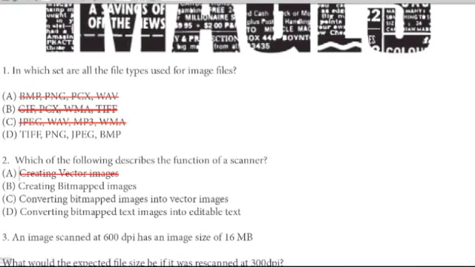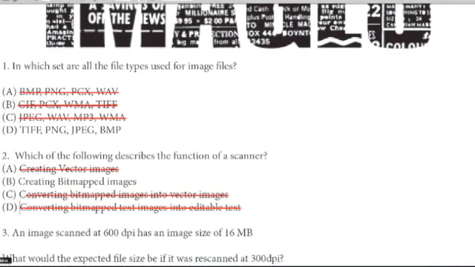So we've got here converting bitmapped images into vector images. Well, it definitely doesn't do that, so let's delete that. Converting bitmapped text images into editable text. So you can have OCR, optical character recognition, and that will convert bitmapped text images into editable text. But in terms of the function of a scanner, the function is not to turn stuff into editable text. That's an added feature. So I would say that the function here would be B, creating bitmapped images. So that's the best answer. So I'm going to cross out D here.